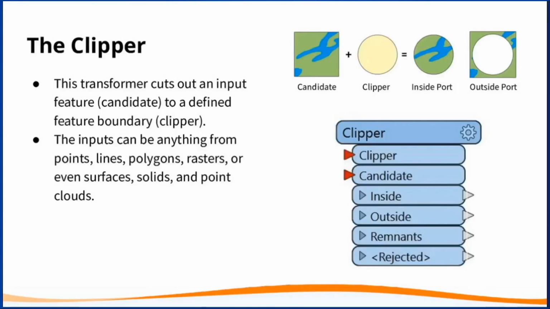The Clipper transformer cuts out an input feature, the candidate, to a defined feature boundary, the Clipper. The inputs can be anything from points, lines, polygons, rasters, or even surfaces, solids, and point clouds. The Clipper acts like a cookie cutter where there are 2 outputs, inside and outside.